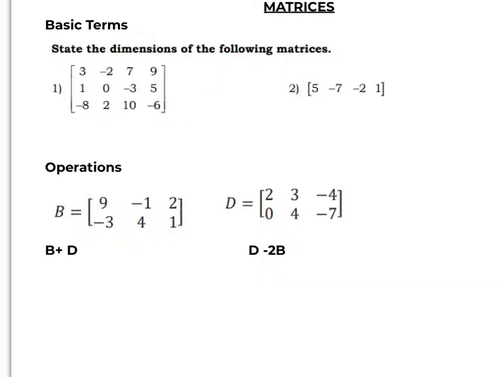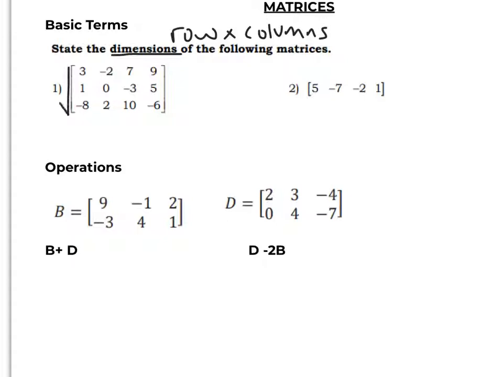All right, it's time to review our last 2 units of the year, which were matrices and conic sections. So with matrices, we started off with some definitions and terms, one of which was the dimensions. So dimensions means rows by columns.